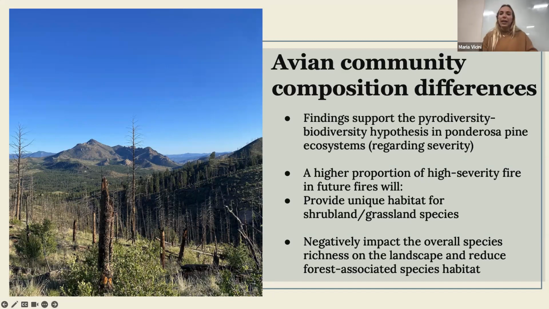While high severity remained an important component of the landscape, overall, low severity sites supported more species. Overall, a mix of severity is necessary to support the widest array of species across the landscape, but again, low severity was associated with more overall species, and a lot of the species there were forest and open woodland associated species who were not found at any of the high severity sites.